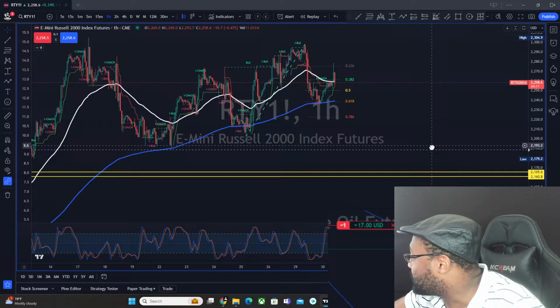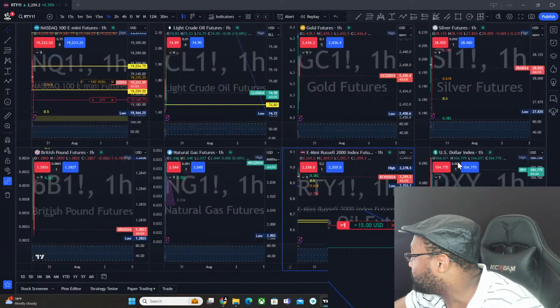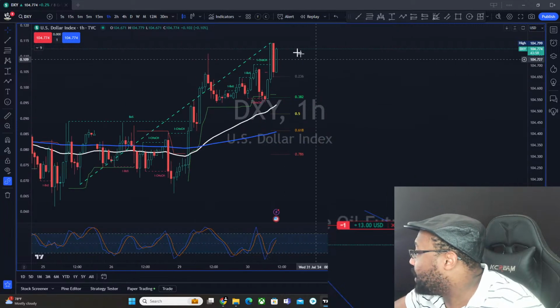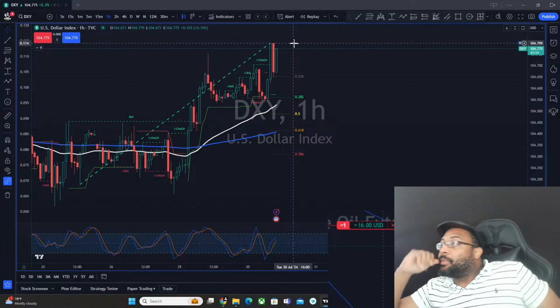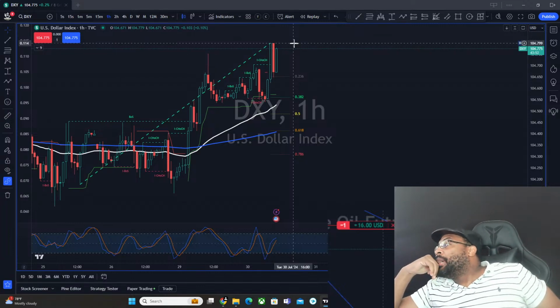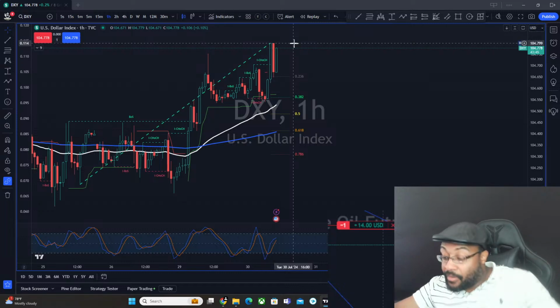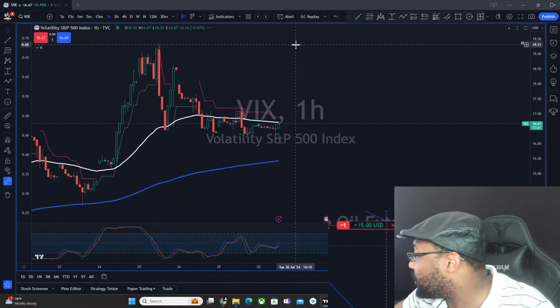This one is Russell. Russell gave up that whole 1 hour, just like that. That was a quick little liquidation there. And then the last one is the dollar. Can the dollar overtake this level and continue back up? It possibly can. It's probably what I'll be looking for, and that will make the market dump. But we'll see.